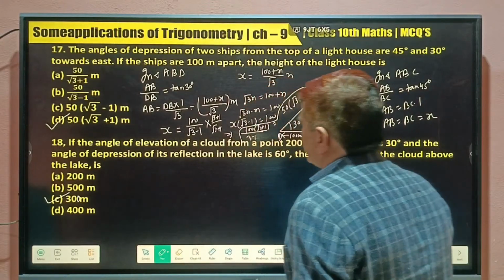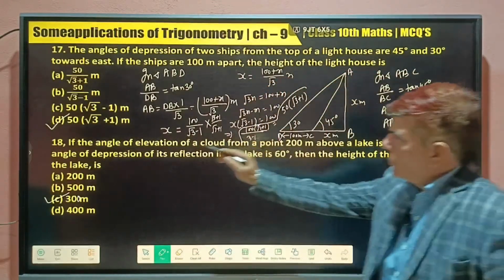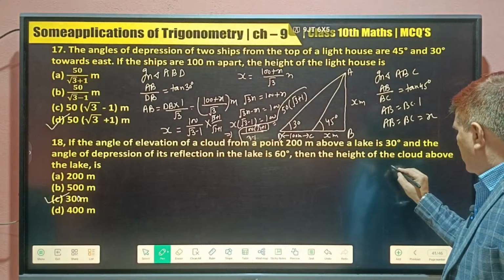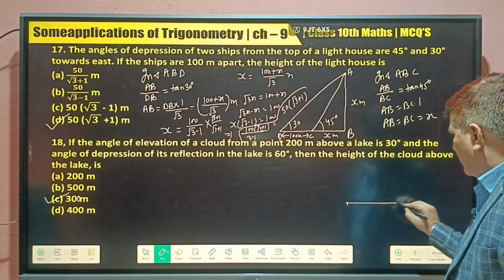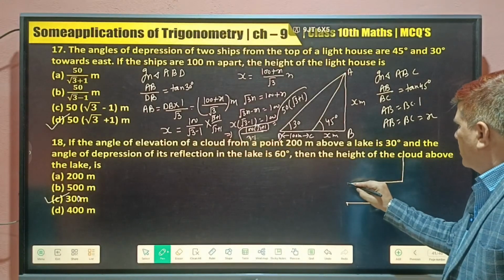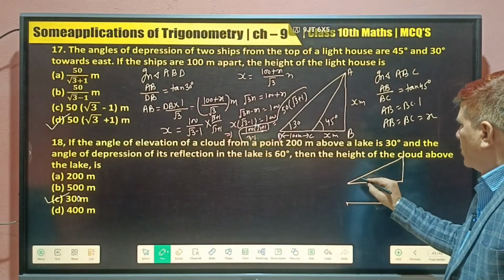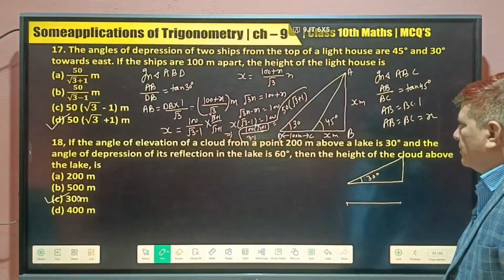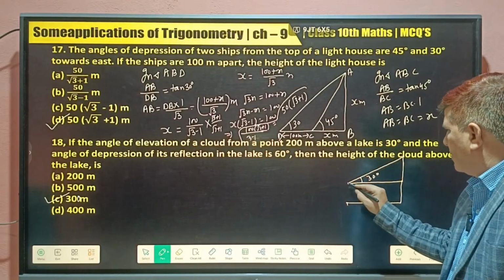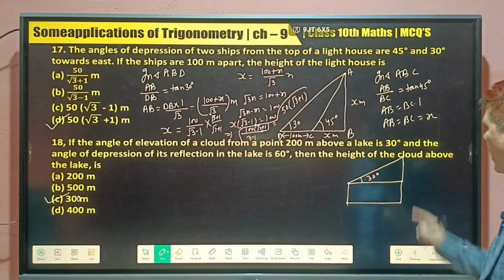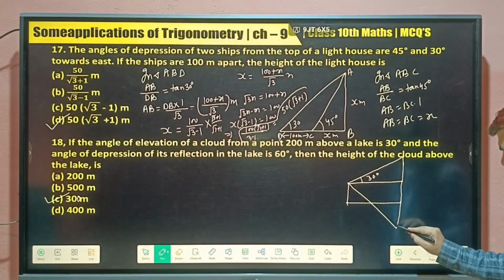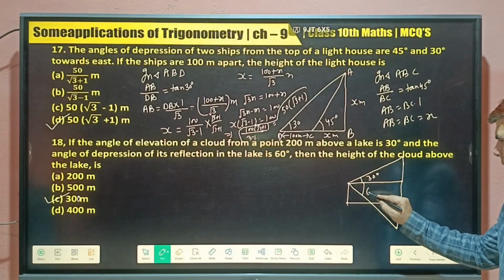So look here. It says if the angle of elevation of a cloud from a point 200 meter above the ground, so we can say this is a lake, and 200 above the ground is this, and this is a cloud. This angle is how many degrees? 30 degree. This is 200. And its reflection comes like this, and this is 60 degree.